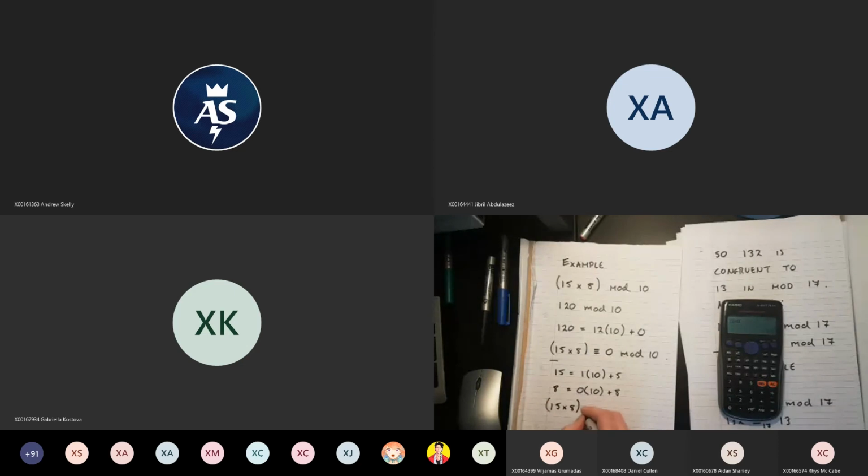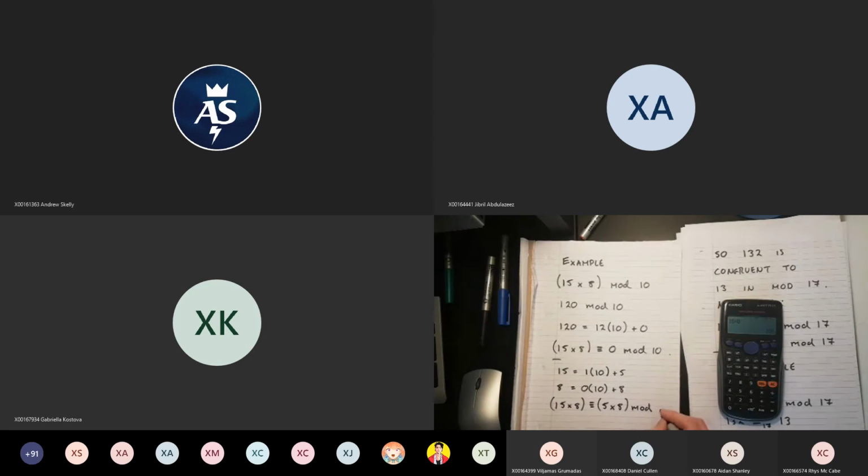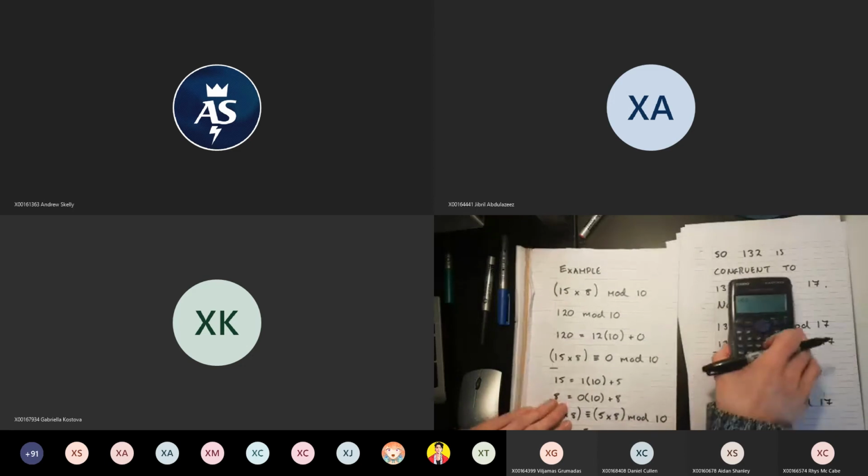must be congruent to 5 times 8 in mod. See, I'm already making mistakes. I'm already slipping. So I'll try to keep the 3 bars there. In mod 10, and of course that's 40 in mod 10, which would be 0 as well, because 40 is 4 times 10. So I can work in both directions there.